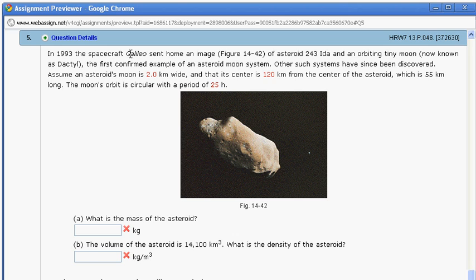So basically, this question is about asteroids and asteroids with moons. So this is an asteroid with a moon. They tell you about Ida and Dactyl, but they're just saying some other asteroid and moon now. So the moon is 2 kilometers wide here, and the moon is 120 kilometers from the asteroid, center to center. The asteroid is 55 kilometers long, and the moon's orbit is circular.